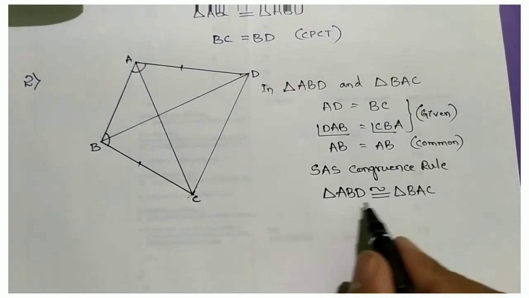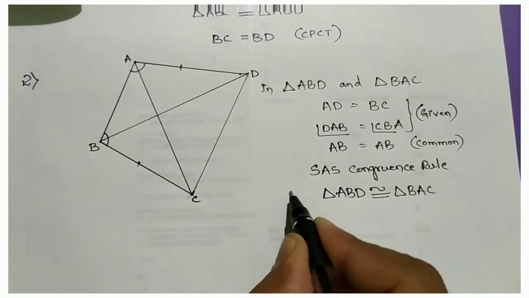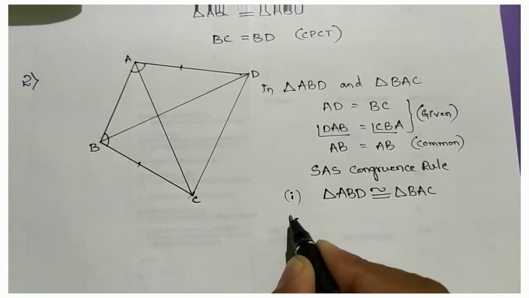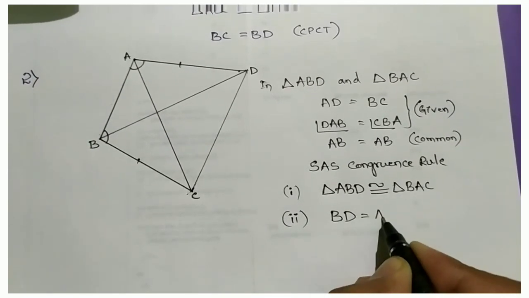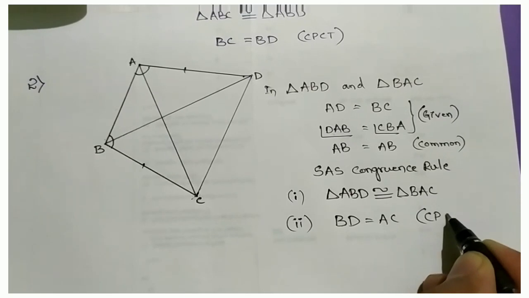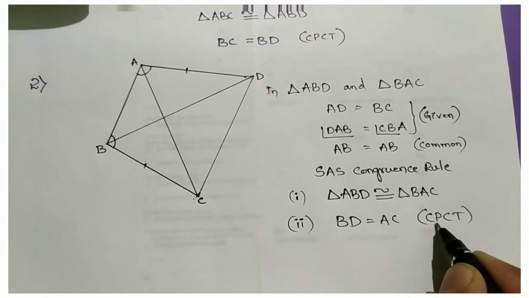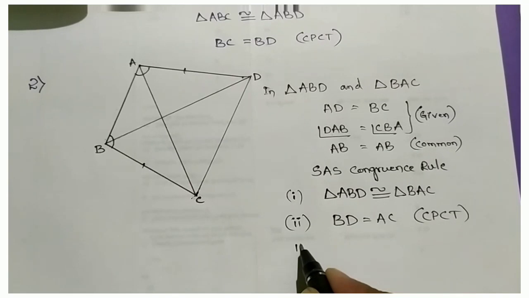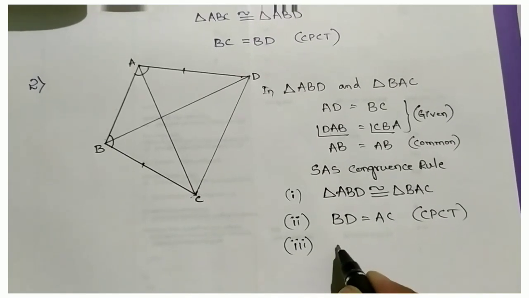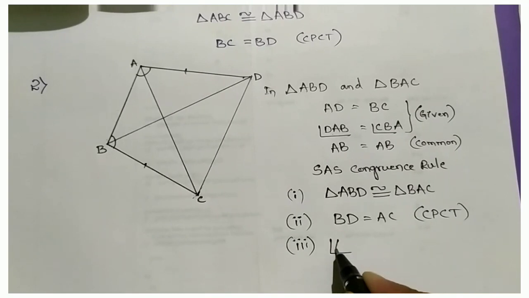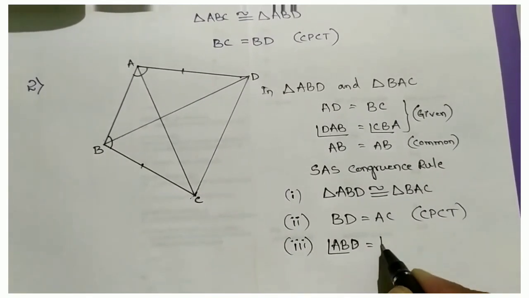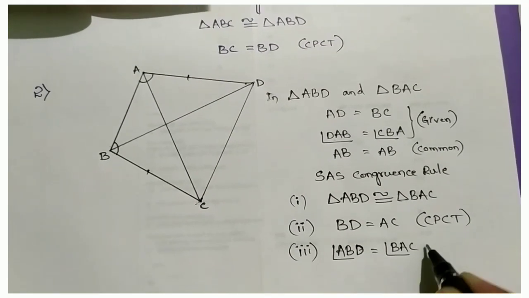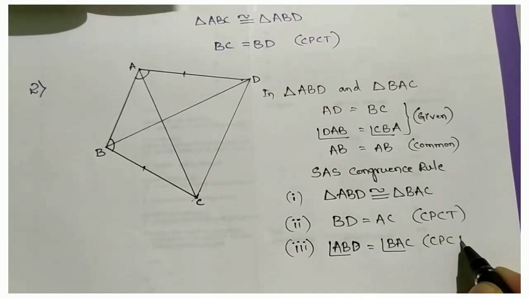If these two triangles are congruent, then their corresponding parts will be equal. So BD equal to AC. Reason is CPCT, corresponding parts of congruent triangles. Then for the third case, what you have to write? Also CPCT, which is that angle ABD equal to angle BAC. This is also the CPCT reason.